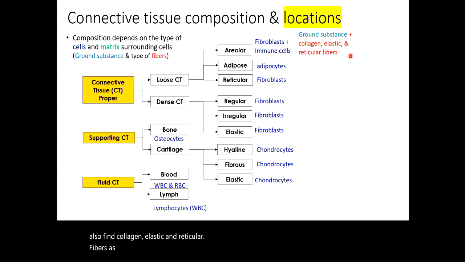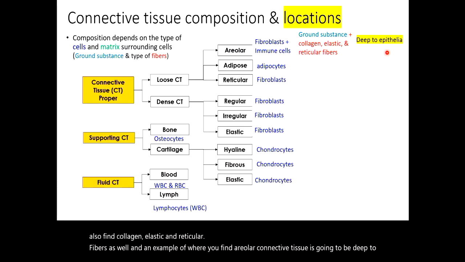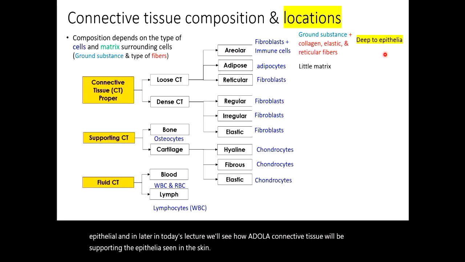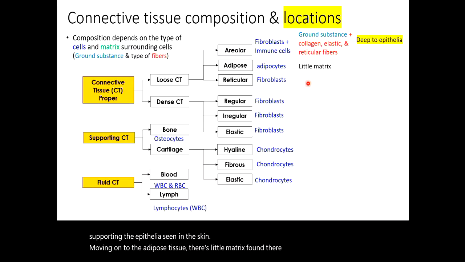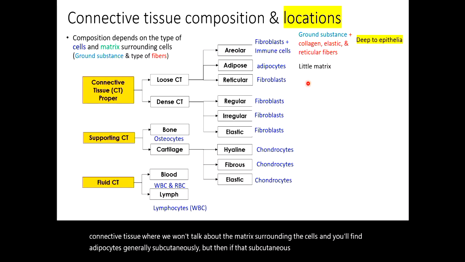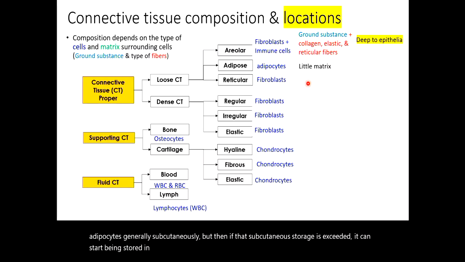And an example of where you find areolar connective tissue is going to be deep to epithelia. And later in today's lecture, we'll see how areolar connective tissue will be supporting the epithelia seen in the skin. Moving on to the adipose tissue, there is little matrix found there, and so this is the only connective tissue where we won't talk about the matrix surrounding the cells, and you'll find adipocytes generally subcutaneously, but then if that subcutaneous storage is exceeded, it can start being stored in other parts of the body as well.